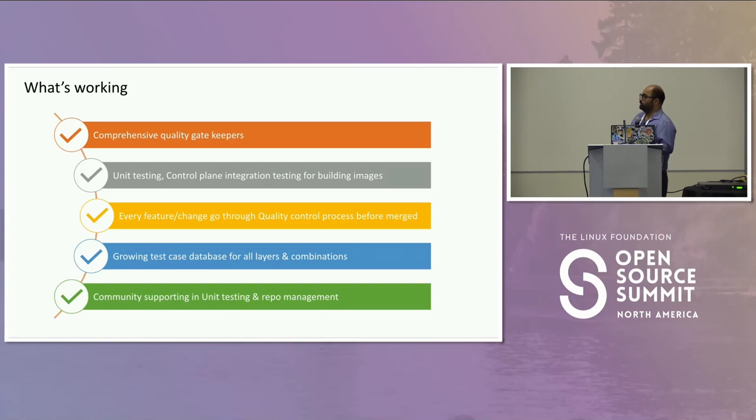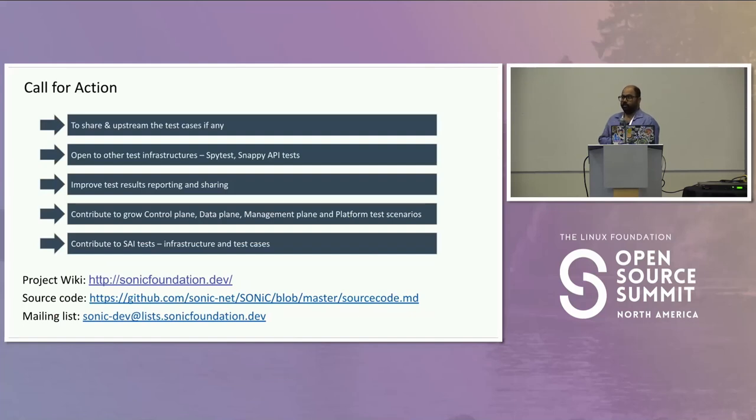We've been growing the number of test cases year by year, and we keep adding test cases. This is where we need help from you as well, to support and help build more test cases for all different combinations and layers within the network. As I said, the community has been helping us with unit testing and repo management as well. These are the things that have been going well for the qualifications so far. What we actually need is support from you to share any upstream test cases you've been running across your organizations.